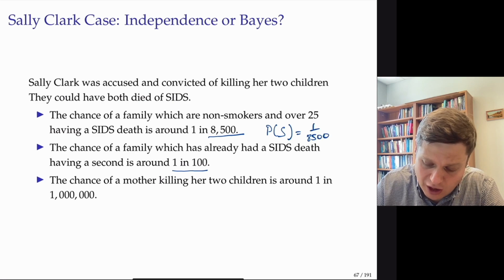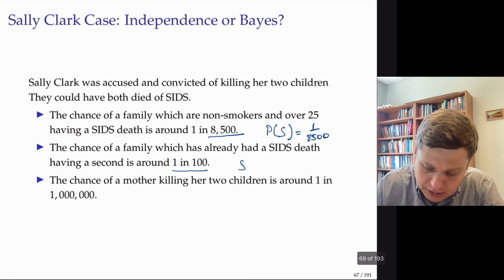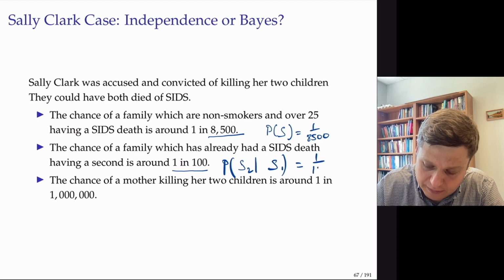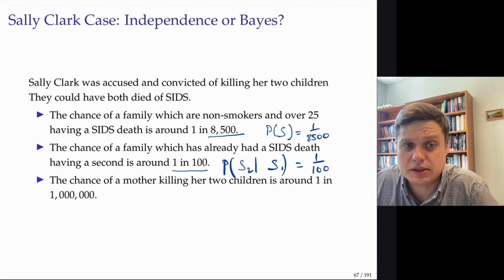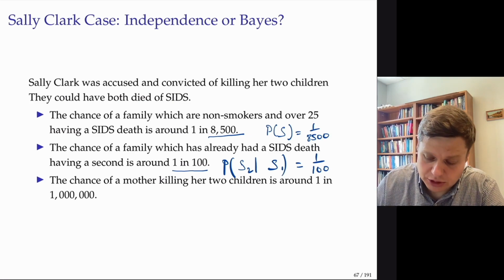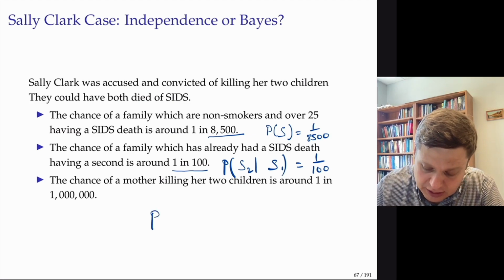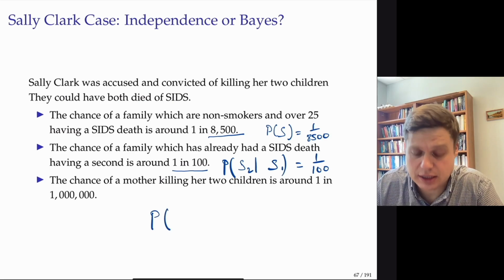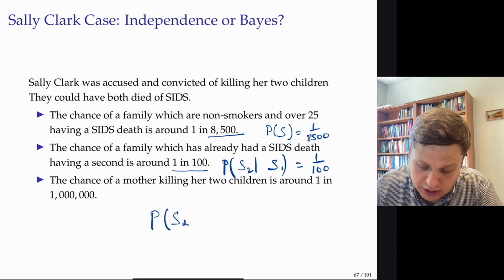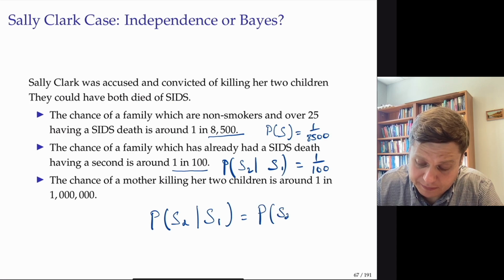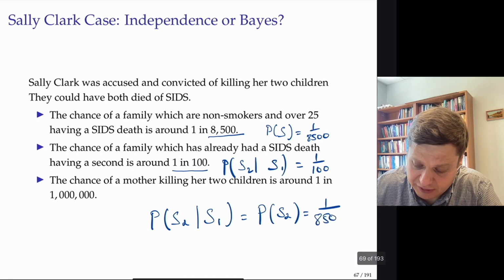However, if there is one child who already died of SIDS, then the probability that the second child dies of SIDS, so the conditional probability, is 1 in 100. And this is a very important piece of information that was ignored in the original court case. In the original court case, the assumption was made that the SIDS deaths are independent, meaning that the probability of the second child dying of SIDS, given the first child already died of SIDS, is the same as the probability the second dies of SIDS, which is also 1 in 8,500.